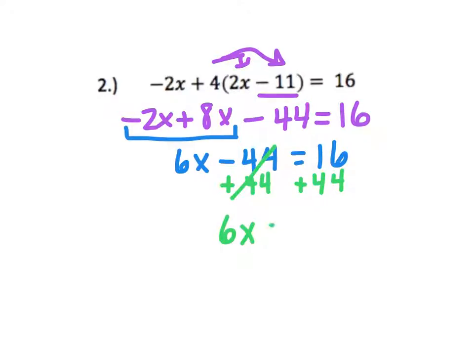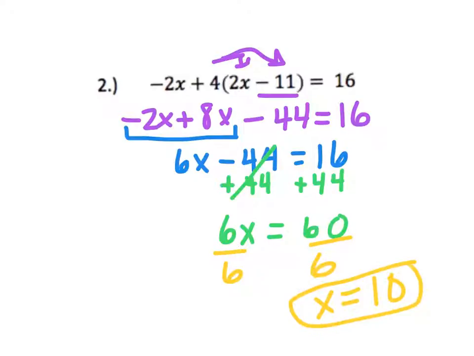That leaves me with 6x equals 60. For my final step, I divide both sides by 6 to get x by itself. And 60 divided by 6 is 10. So x equals 10 is my answer.